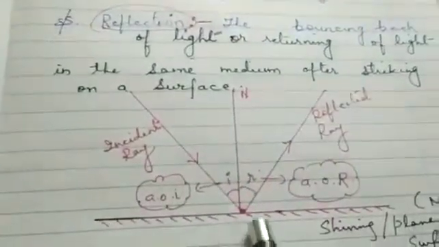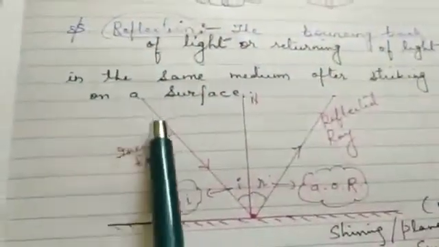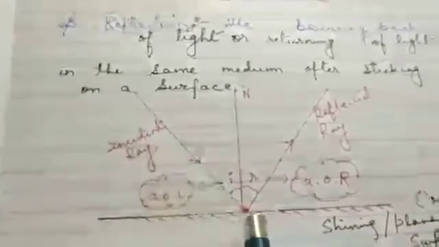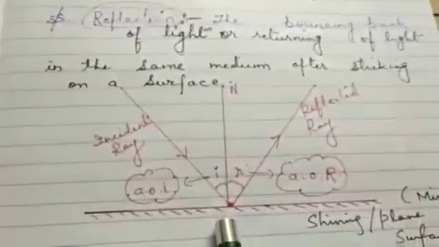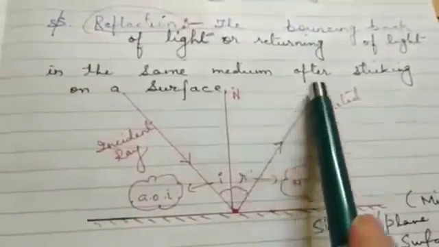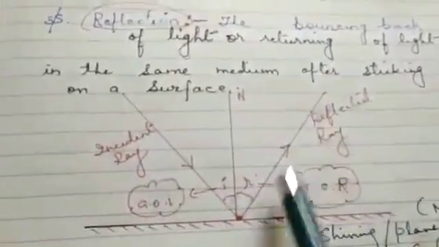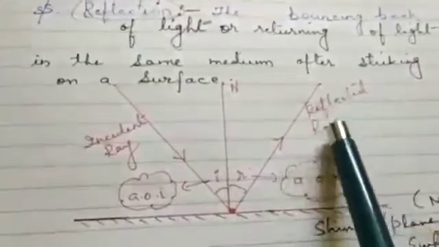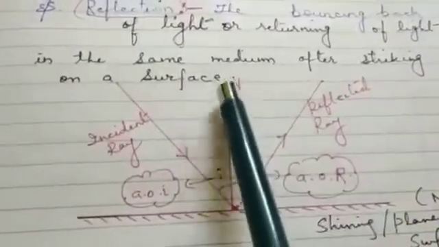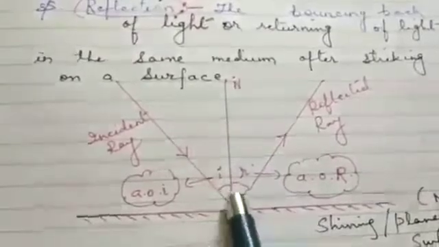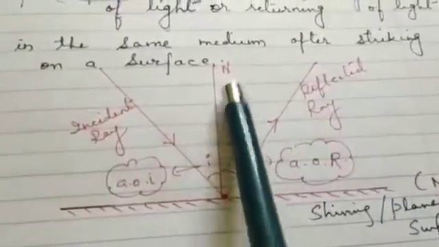So this is the plane surface. A ray of light, known as the incident ray, strikes this plane or shining surface. It bounces back, or returns, in the same medium. This is the same medium. It returns in the same medium, and that is known as the reflected ray. This one is the perpendicular drawn at 90 degrees to the surface, and that is called the normal. So this is the incident ray, this is the reflected ray, and this one is the normal.